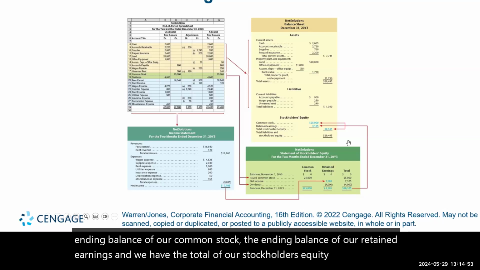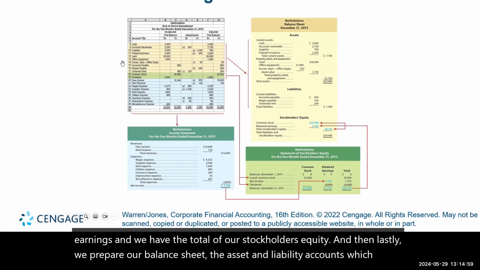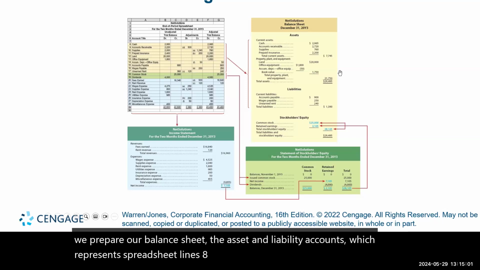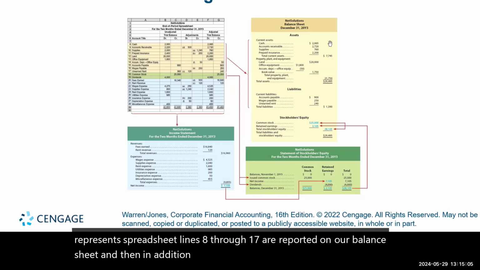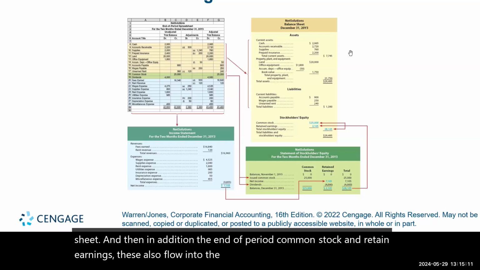And then lastly, we prepare our balance sheet. The asset and liability accounts, which represent spreadsheet lines 8 through 17, are reported on our balance sheet. And then in addition, the end of period common stock and retained earnings also flow into the balance sheet from the statement of stockholders' equity.